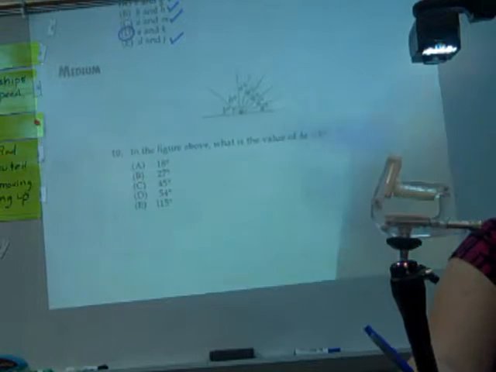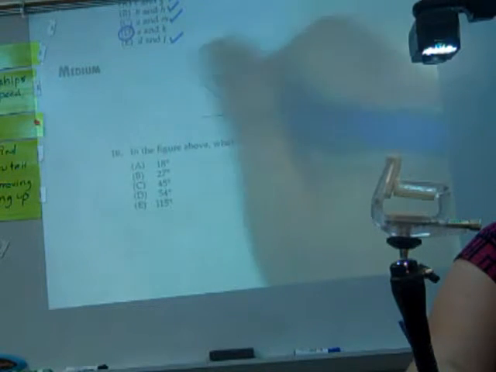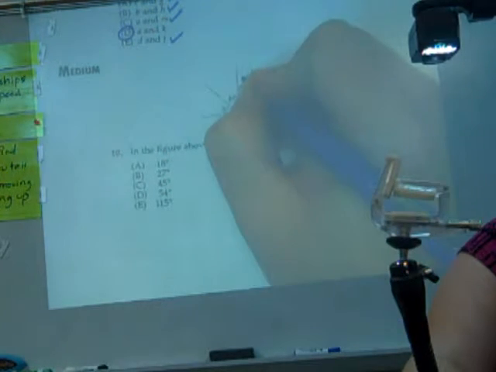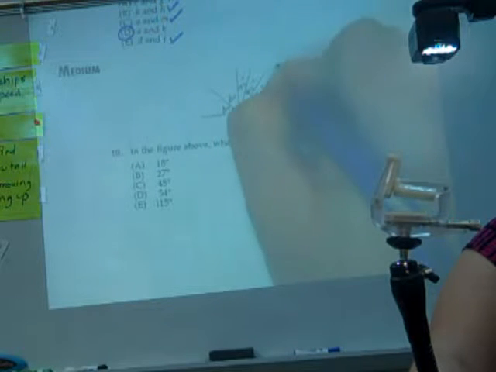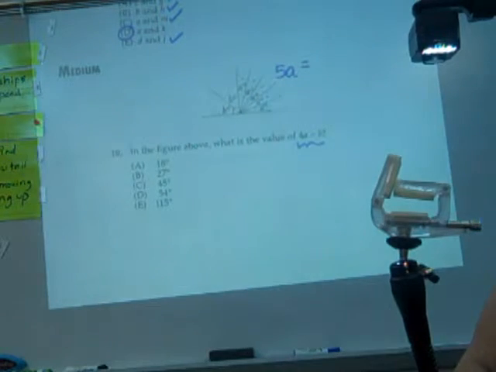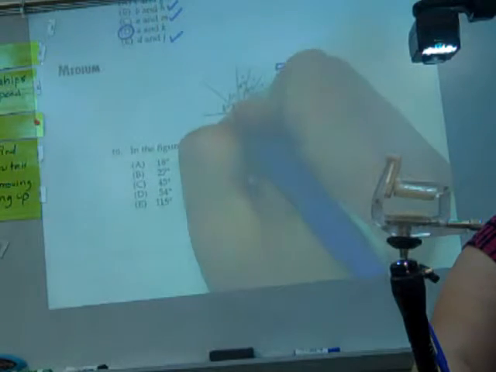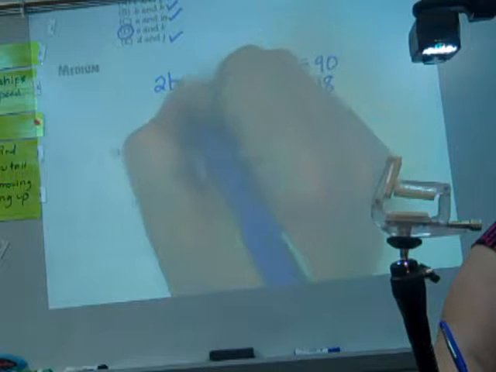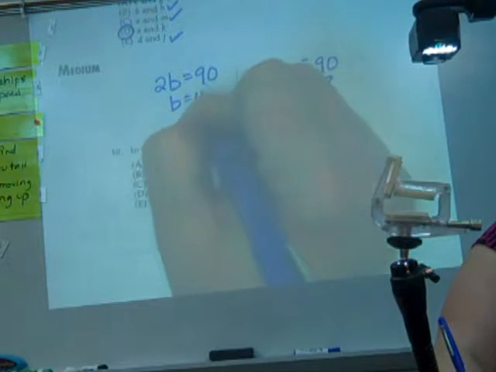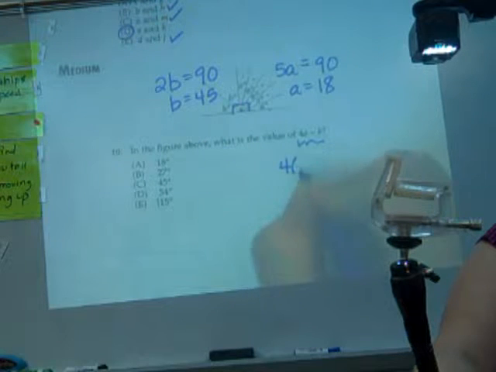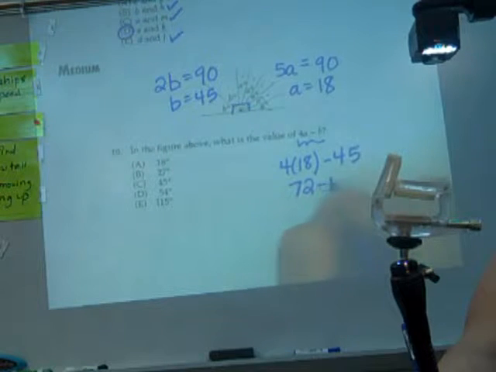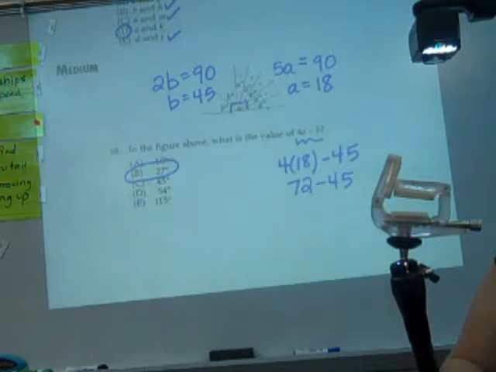Okay, the next one. Here you have to figure out what A and B are so that you can plug them into this expression for A minus B. So we know that there are 1, 2, 3, 4, 5 A's, and those have to total up to what? 90, right? Because these 2 total up to 90, so these 5 have to total up to 90, which means that A is 18. And then these 2 B's also have to total up to 90, which means that B is 45. So you've got 4 18s minus a 45 would be 72 minus 45, or 27.